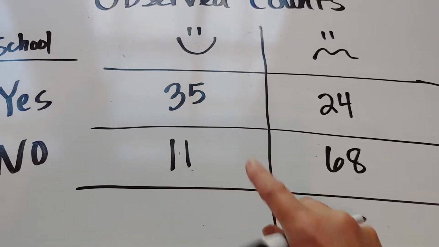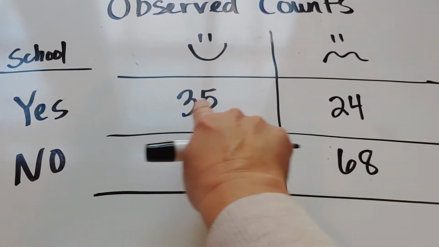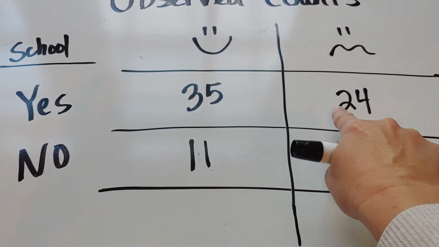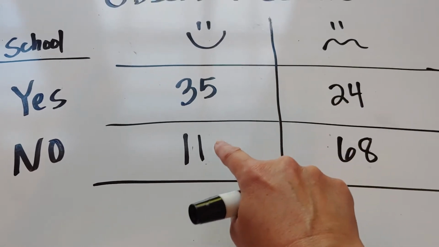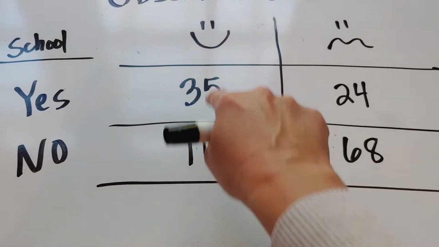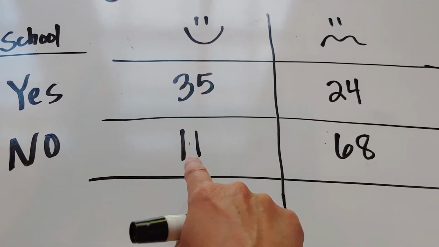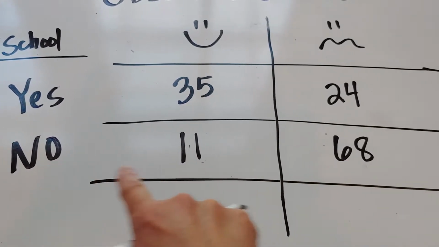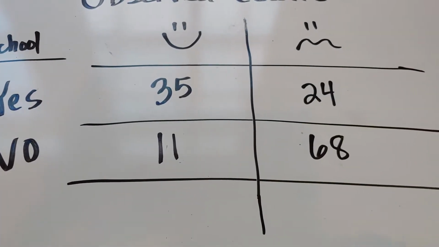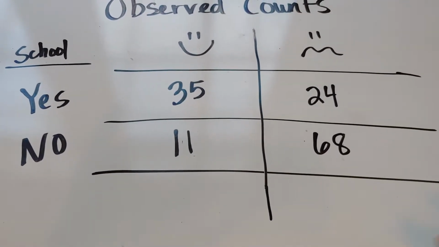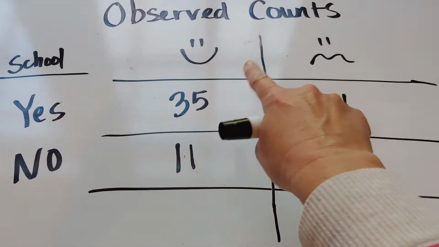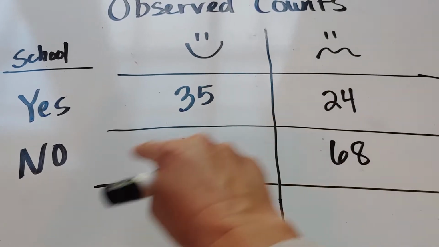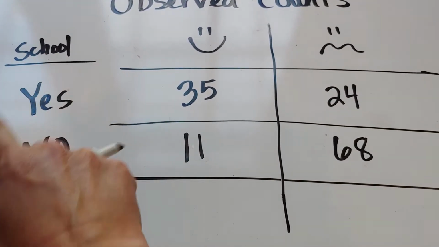Okay, so let's say we had 35 people that are still going to school and happy, 24 people that are still going to school and are sad. We've got 11 people that are happy and not going to school, and we've got 68 that are not going to school and are sad. All right, so we've got this data and we're basically wondering, is there a connection between your social emotional well-being and whether you are still attending school?